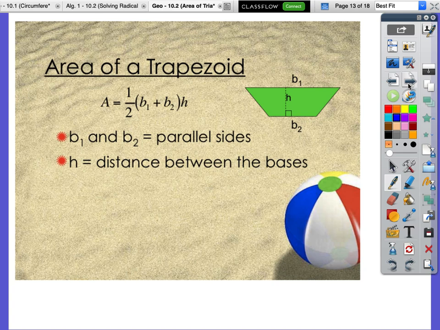Makes sense why it'd be one half times all of this, or the whole thing divided by 2, though? Yeah. Remember, it's a parallelogram, but we only want half of it now. So that would be the trapezoid in this case. Yes. And remember, you have to add up the bases before you multiply times the height or divide by 2.